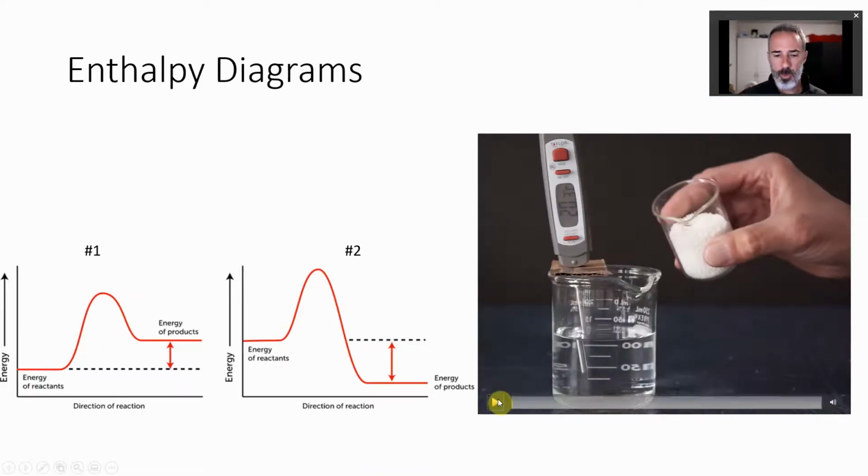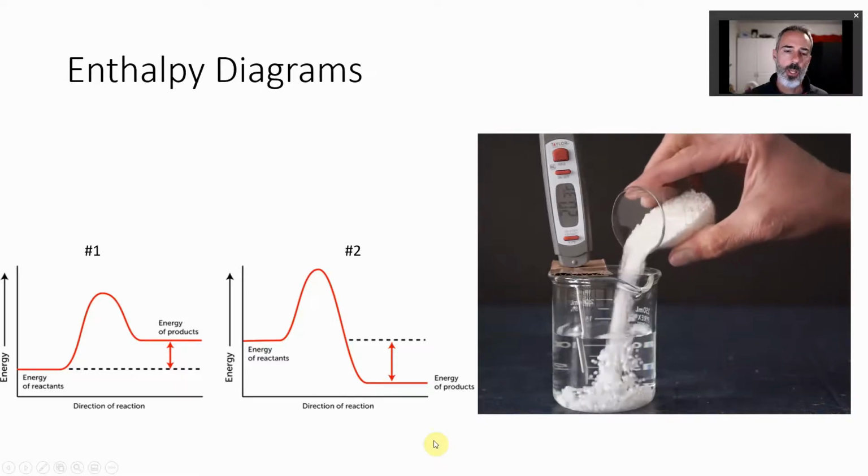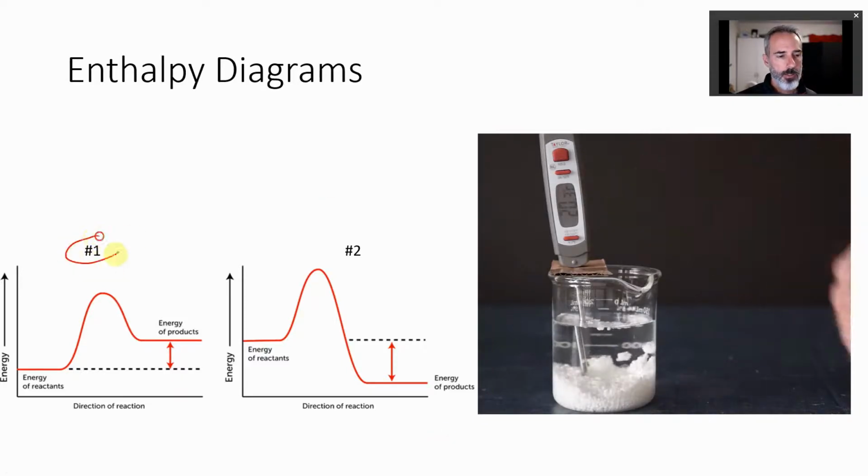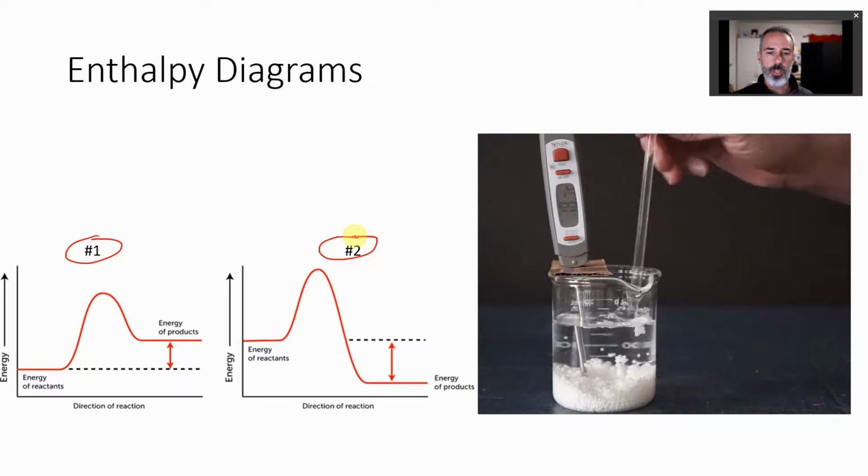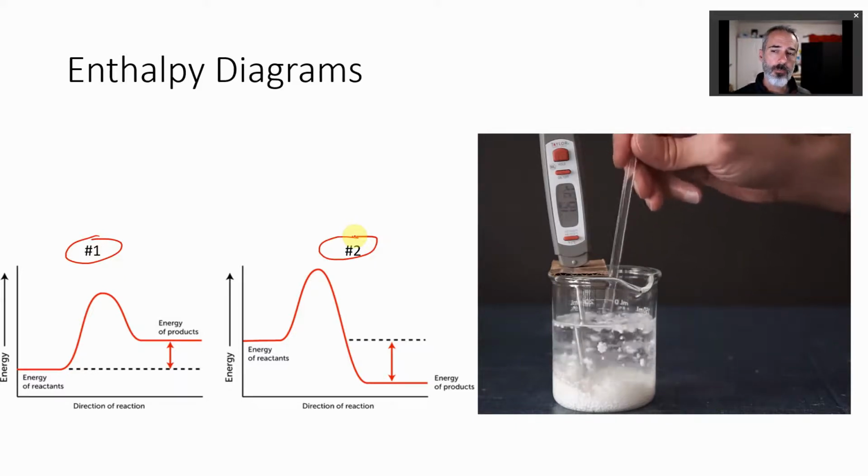All right, now let's look at this one. We did this one a little bit earlier. I want you to pick out, based on what you're seeing here, whether enthalpy diagram 1 or 2 is going to be the more natural one. And of course, give me a reason for why.